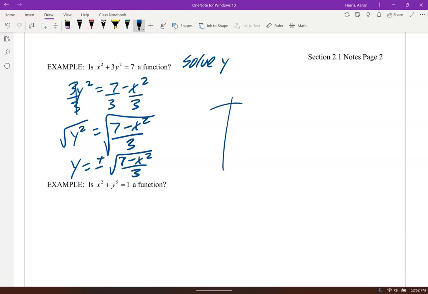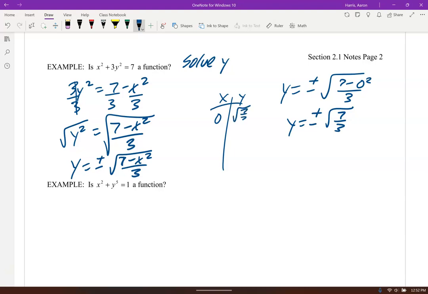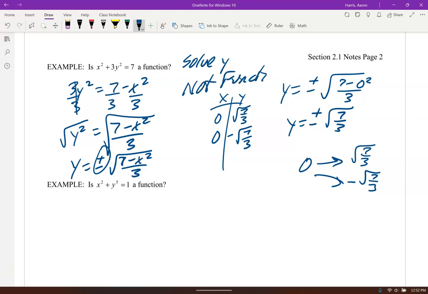So think about this. Let's say I plugged in 0 for x. Well, then y would be plus or minus the square root of 7 minus 0 squared all over 3, plus or minus the square root of 7/3. In other words, when x is 0, I have the square root of 7/3, and I have negative square root of 7/3. So 0 is going to two y values. So not a function. As soon as you see the plus minus, not a function.